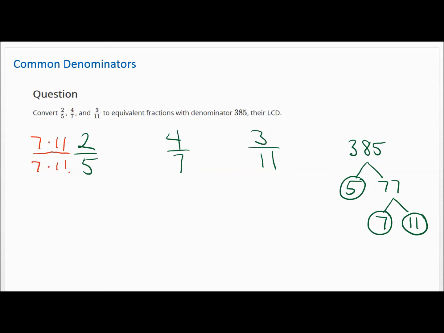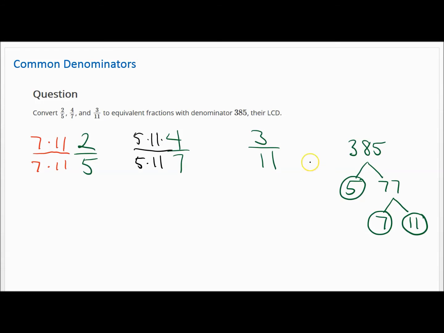Okay? Now separately, let's look at the number 7. When I compare it over here to what I want my denominator to be, there's the 7, so I don't need that. I'm missing a 5 and an 11. So I'm going to multiply this denominator by 5 and an 11, and if I do it in the denominator, I also have to do it in the numerator.